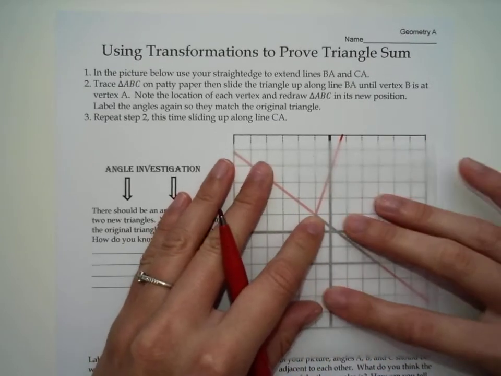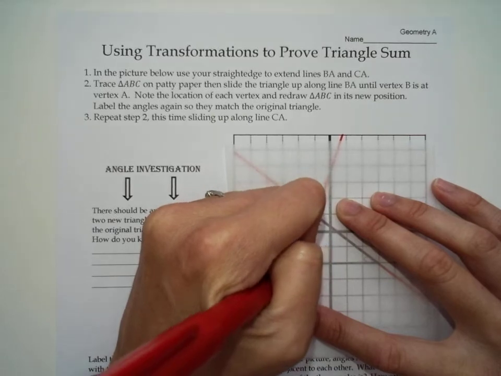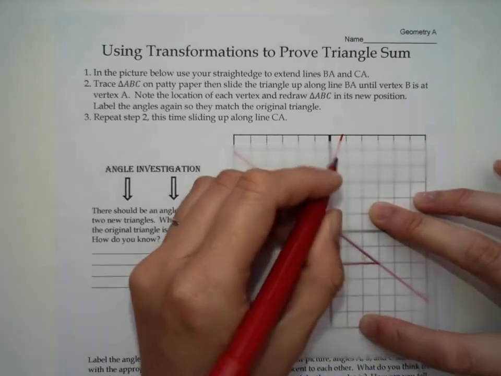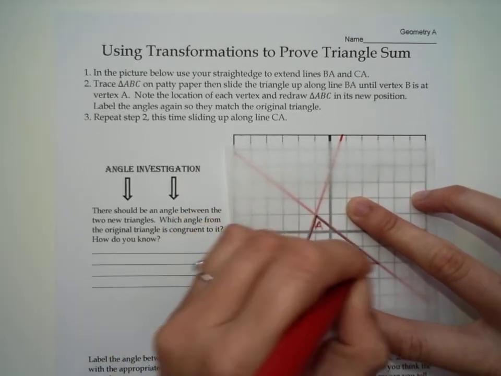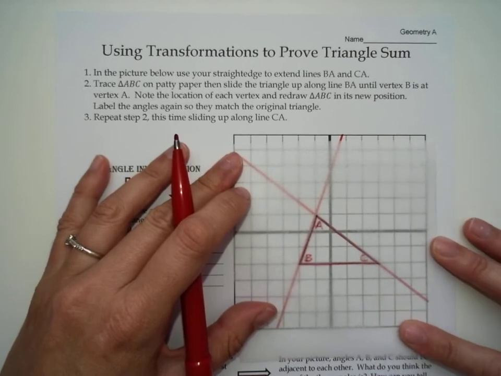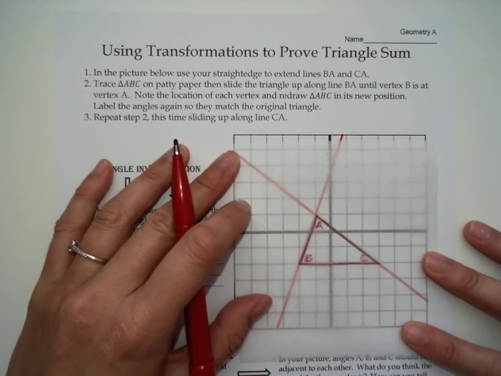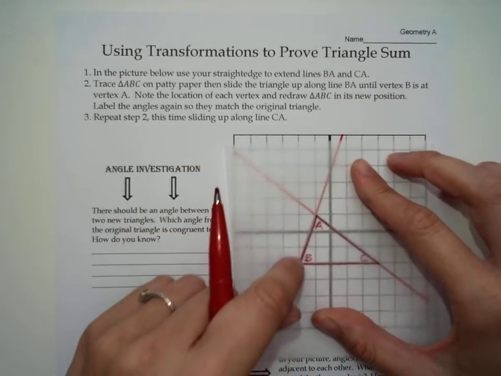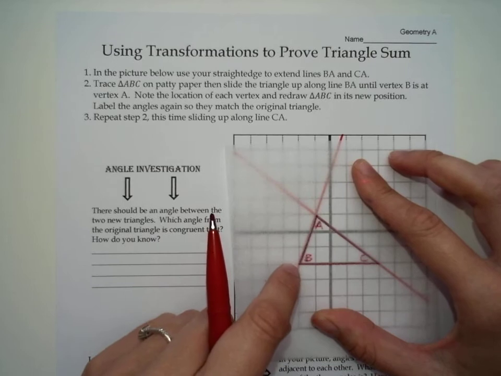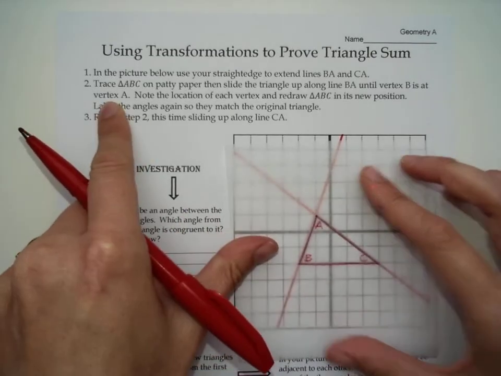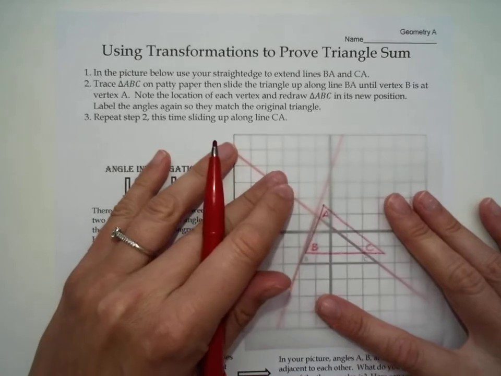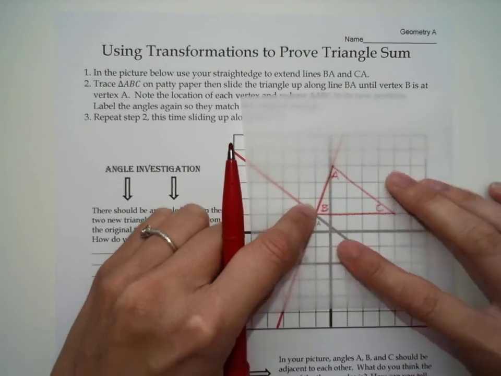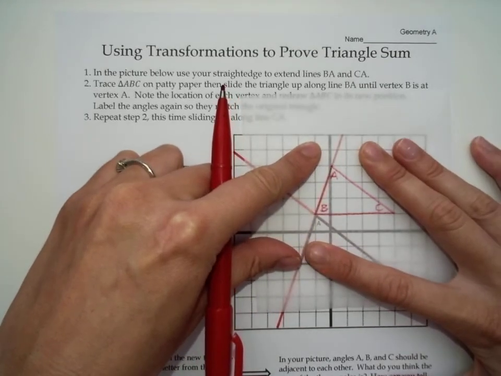And so you're going to trace the triangle onto the paper and label the angles. We have angle A, B, and C. And then it says to move it up along BA. So this line was the BA line until vertex B is at vertex A. Okay, I'm going to take this and I'm going to move it up until vertex B is now at angle A. And so now we can see this triangle.